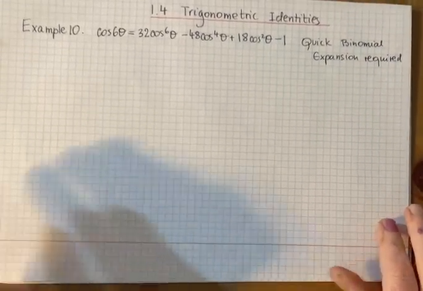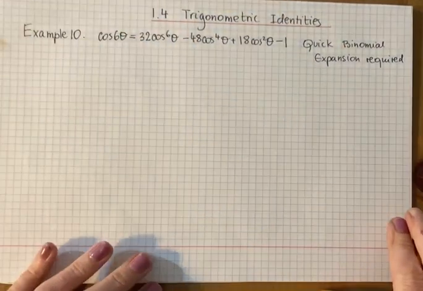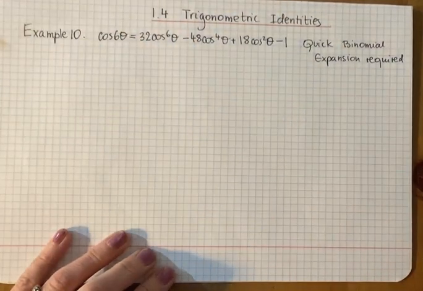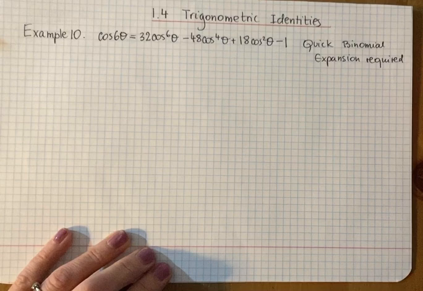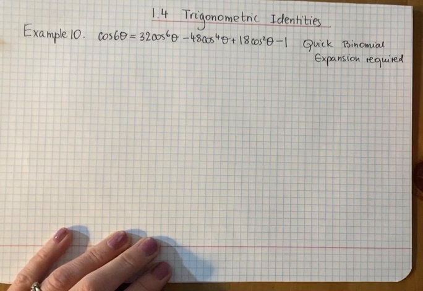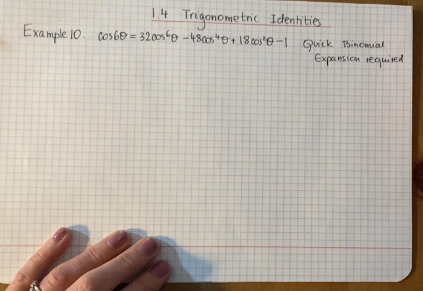Okay, this is section 1.4, trigonometric identities, chapter 1 from Year 2 Core Pure Maths. Okay, so one way of applying de Moivre's theorem is to find trigonometric identities.